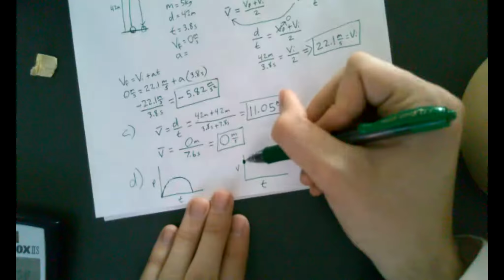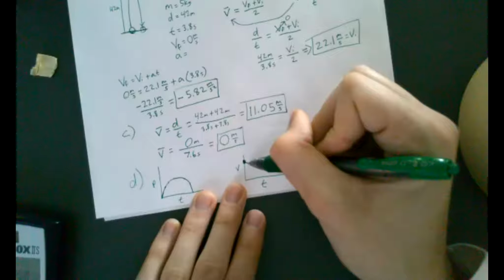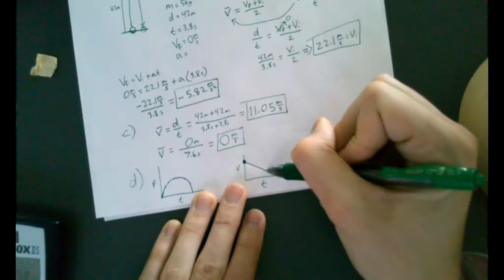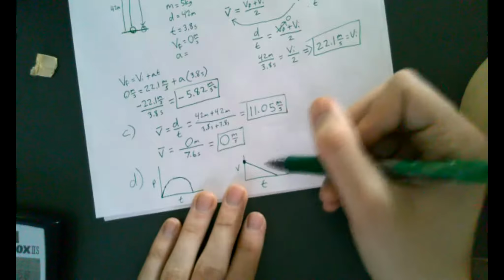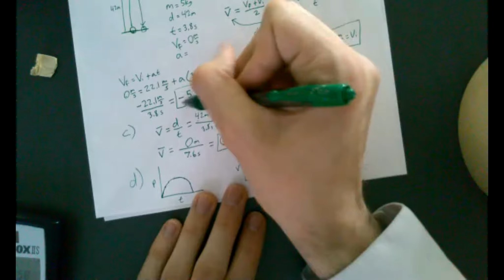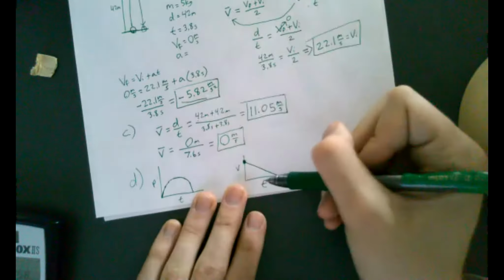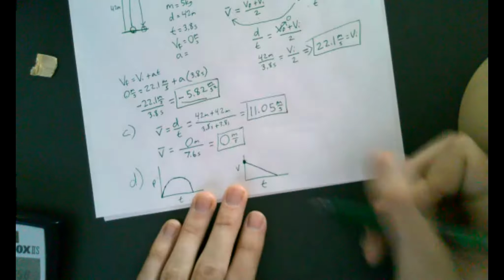It's going to start positive and then go down into the negatives. Yeah, so it starts very positive because we're going upward. It's going to have a straight slope because remember, you're never going to need to curve a velocity versus time graph. You're always going to have a constant acceleration. And in this case, we have a constant negative acceleration. So it's going to have a negative slope going down.